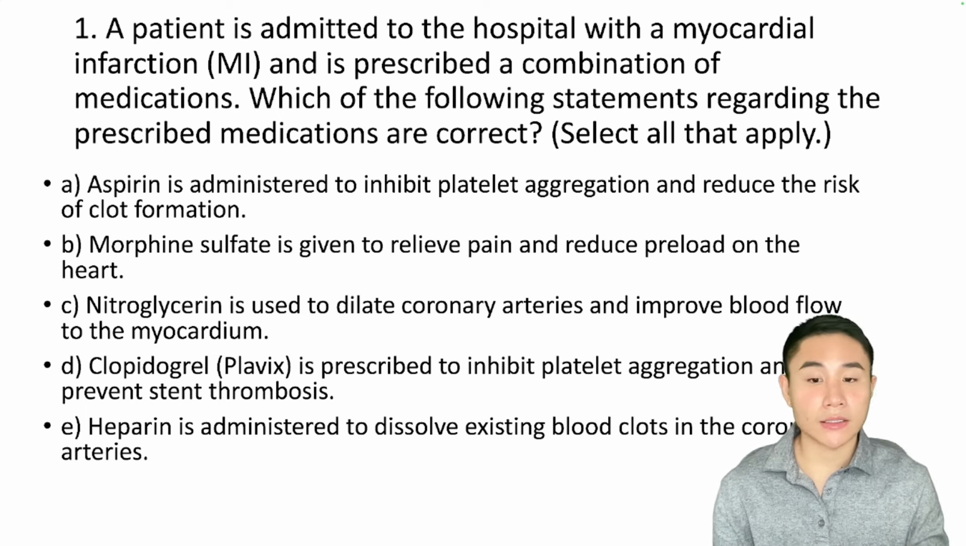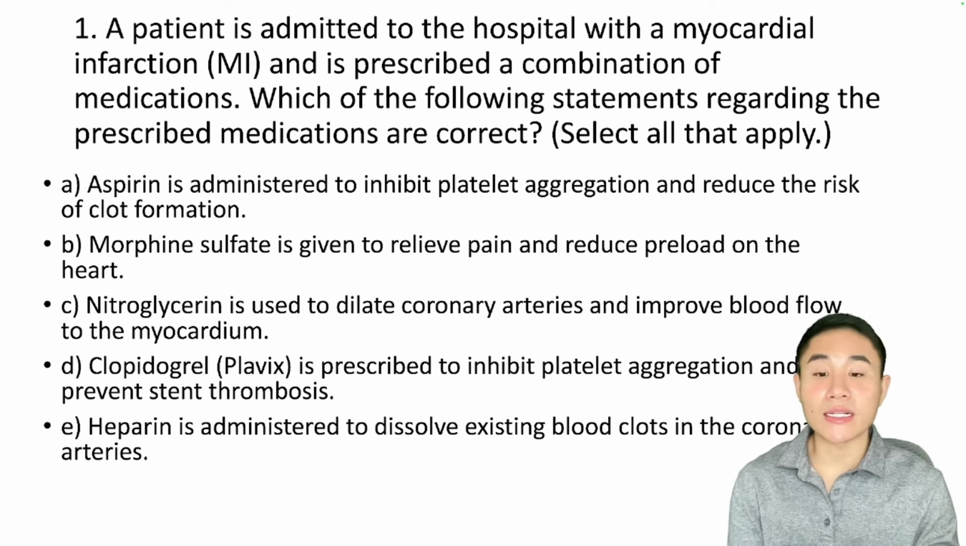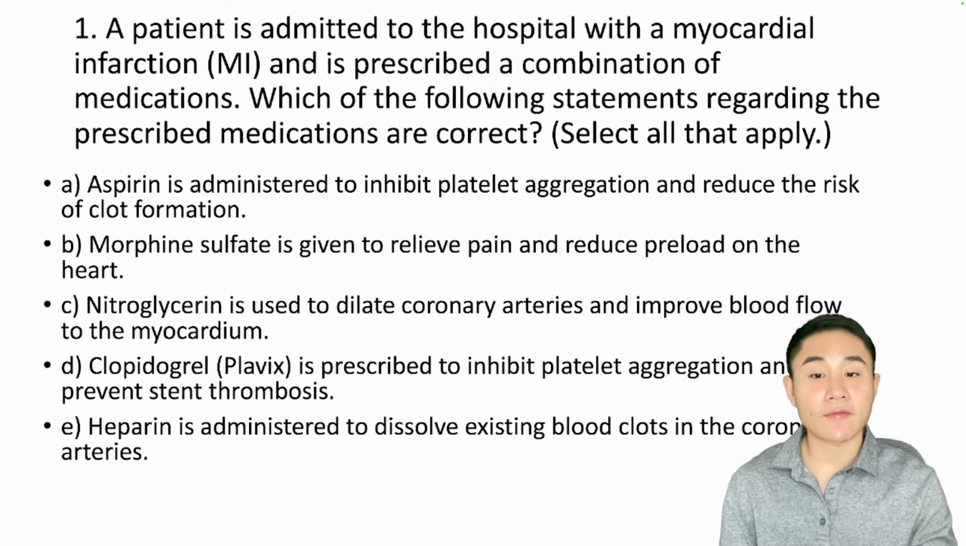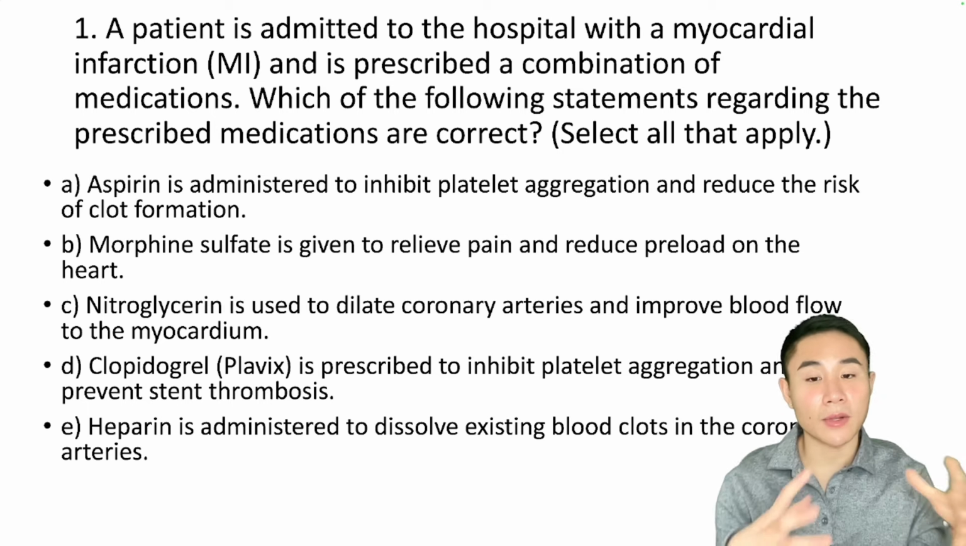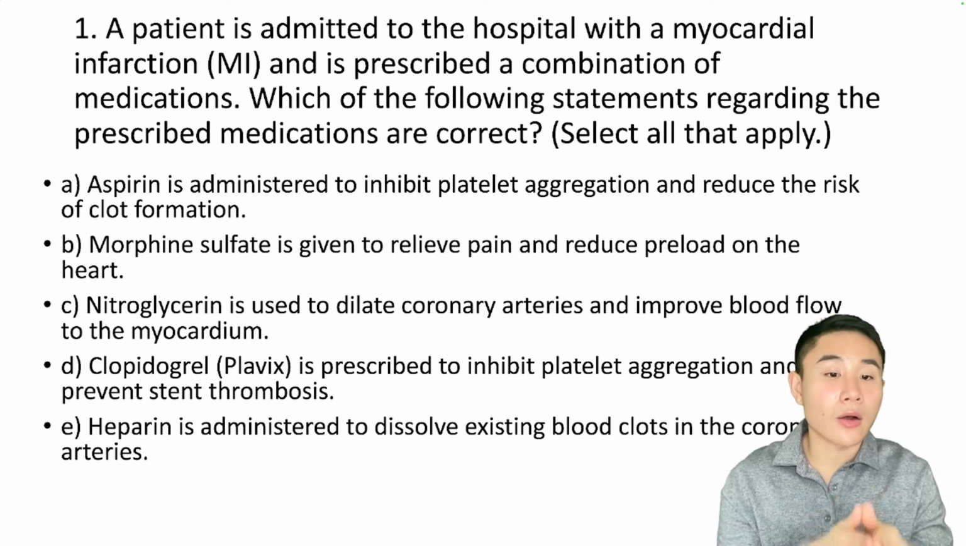So that's definitely not correct. So we will not choose E because heparin is an anticoagulant. Heparin is not a thrombolytic. Heparin has the ability to inhibit platelets from coming together and forming a clot, but it does not have the ability to break a clot that already exists.